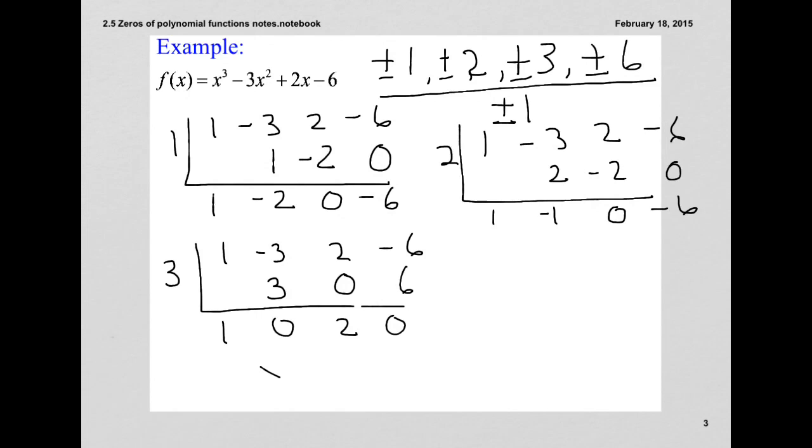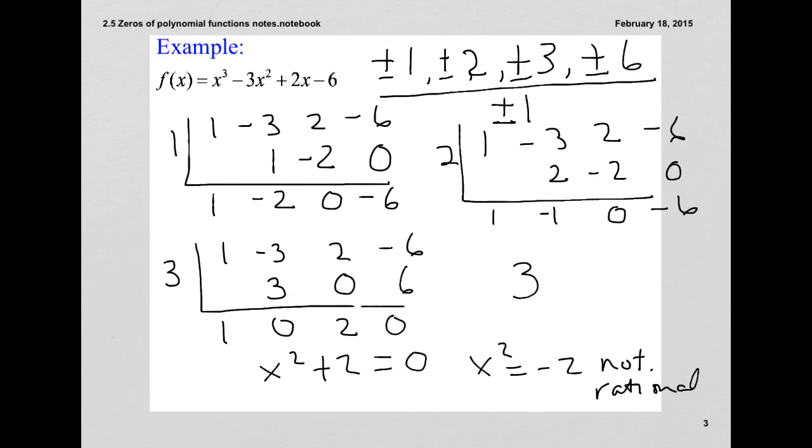That leaves me with x squared plus 2 equals 0. Well, that's going to be x squared equals negative 2. So that's not rational. So that's not part of my roots because I'm looking for rational roots. So the only solution that I have is positive 3. That is my final answer.